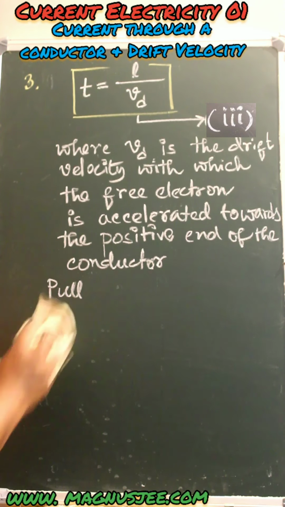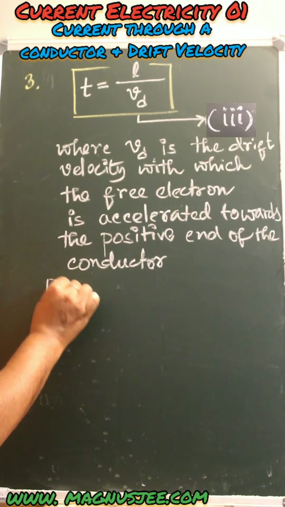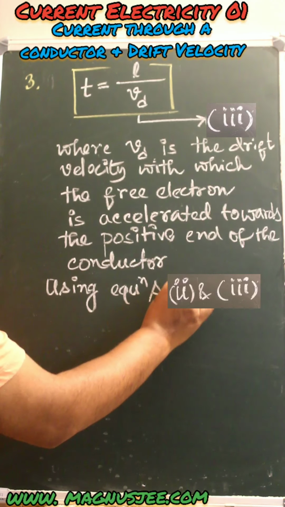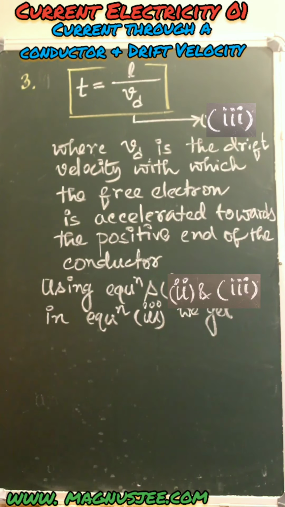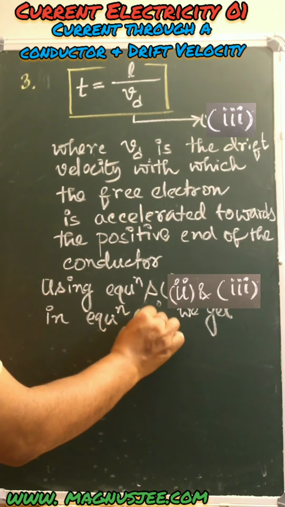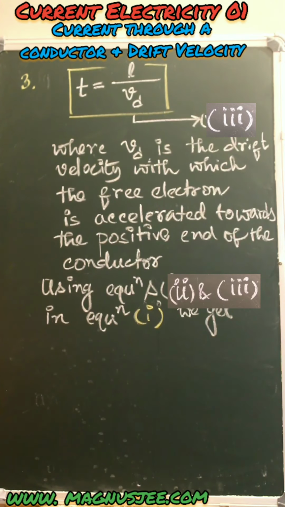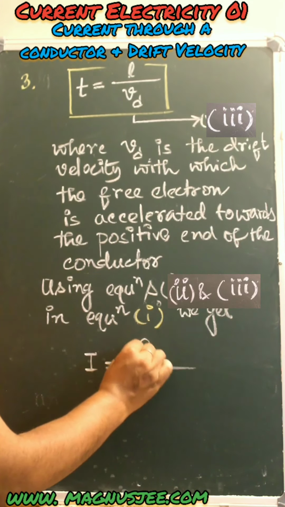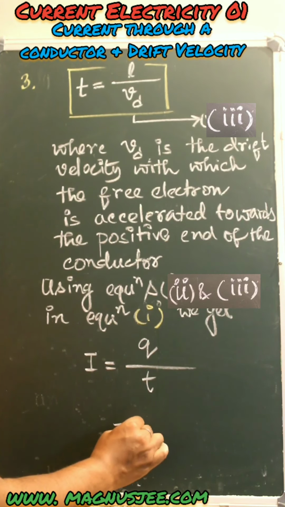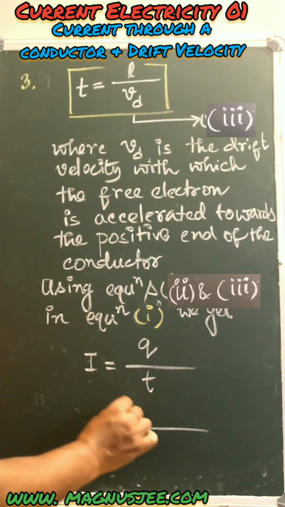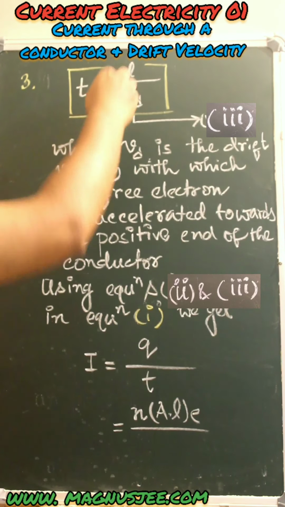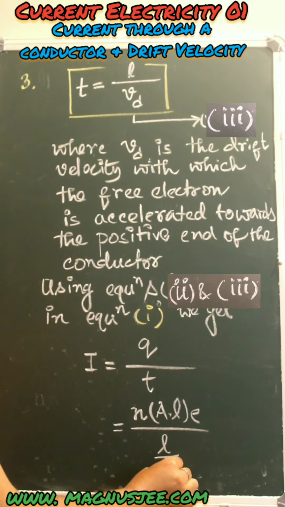Now using equations 3 and 2 in equation 1, we get I equals Q by T. Putting the expressions of Q and T from equations 2 and 3, Q was n A L e, and T is L by Vd. So L will cancel out.